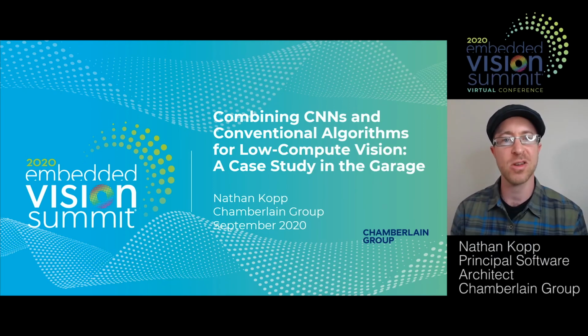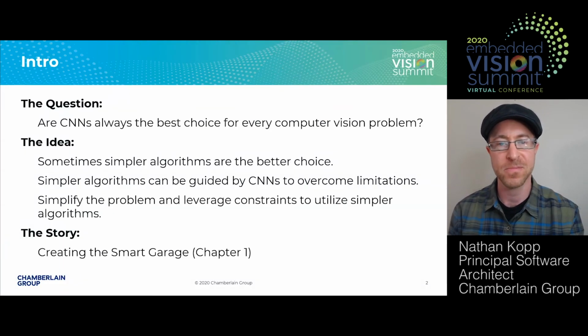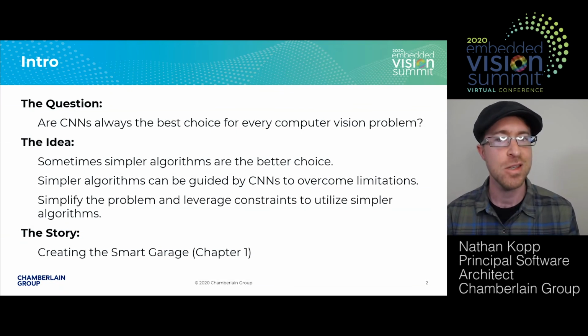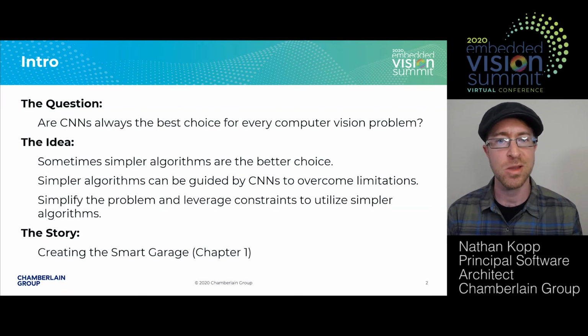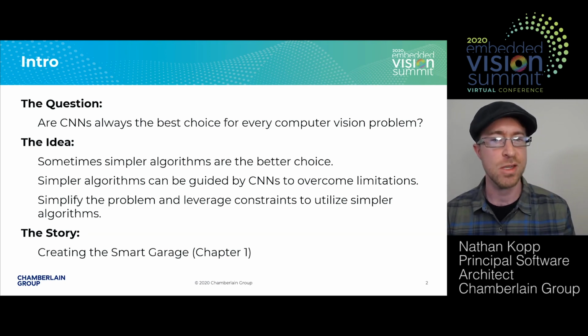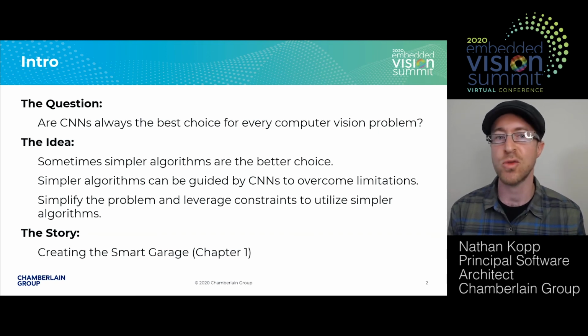Today we'll be talking about combining CNNs and conventional algorithms to create a low compute vision solution. So I want to start with a question. That question is, are CNNs always the best choice for every computer vision problem? And by all of the absolutes that I put into that sentence, you can probably guess that I think the answer is no. So I've got an idea here that I want to present, and that is that sometimes simpler algorithms are actually the better choice.